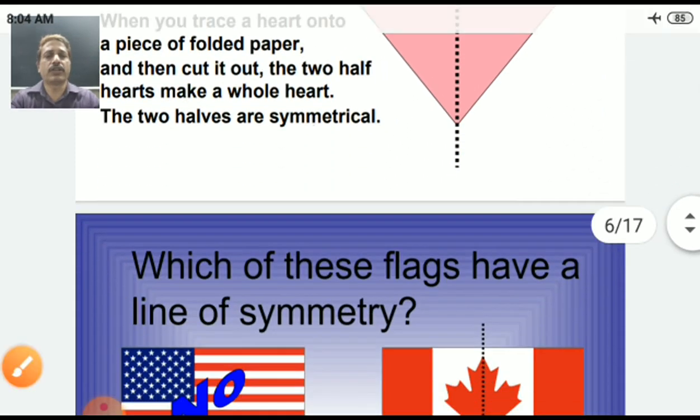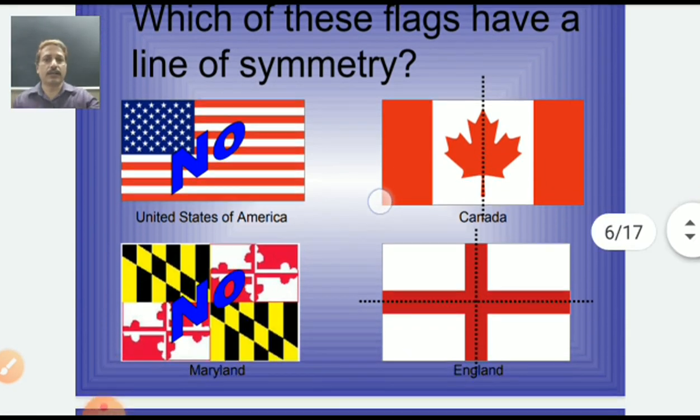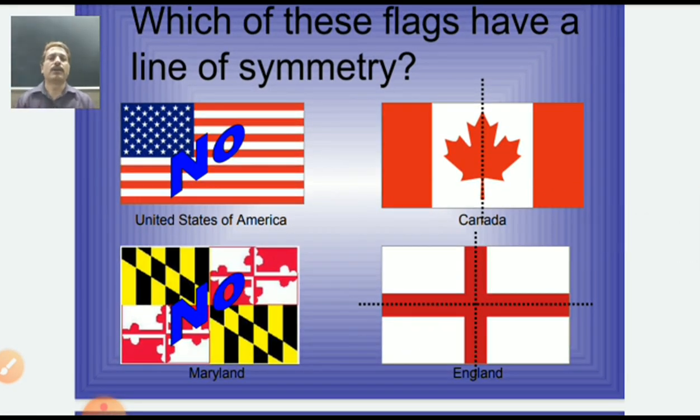See now, next topic. Which of these flags have a line of symmetry? Will you tell me? First, the flag of the United States of America. Second one is Canada's flag. Third one is Maryland, and fourth one is England. The first 2 have none, and the third one has one, vertically. If you fold it, you can get the same image. Whatever the left side is, it is exactly the right side.